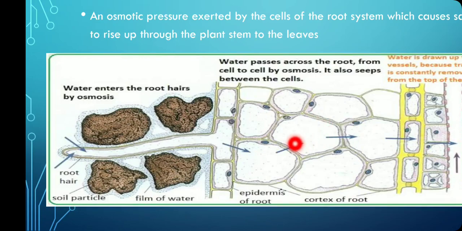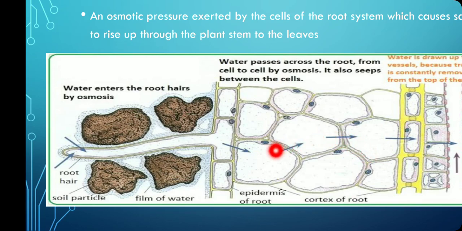Similarly, here there is lower concentration, so from higher to lower it passes to this cell, and the process goes on. When this takes place, a pressure is generated, and as the process is called osmosis, the pressure is called osmotic pressure. So there is a pressure which helps to push water from one cell to the nearby cell, and from there to other nearby cells.